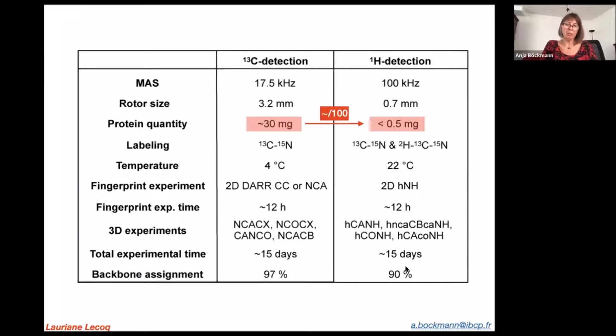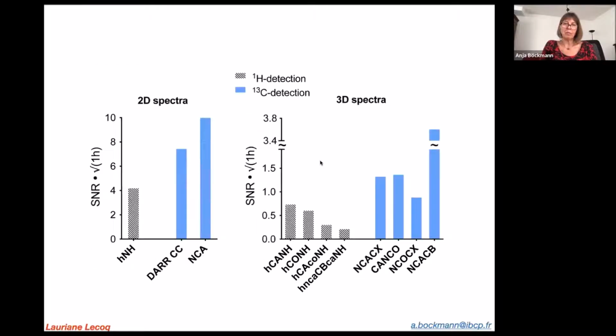The total experimental time was also very similar. And as you can see, the backbone assignment was also very similar. So the biggest difference is actually this factor of about 100 that you lose in the need of sample, which is a very good thing for us because we start to work really on proteins which are only available in small quantities.